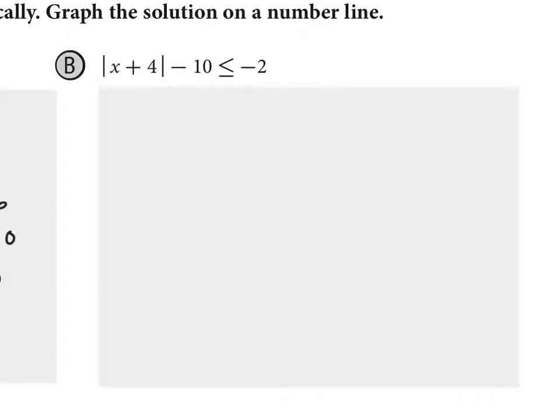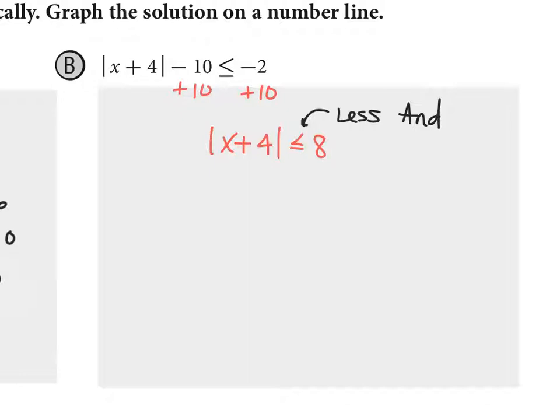Same idea here. We need to make any visitors go away first, so I'm going to add 10 to both sides. That's the absolute value of x plus 4 less than or equal to 8. Now this is less than, which should make me think I'm within that ideal error range. If you want to make a note to yourself, less than is "and."